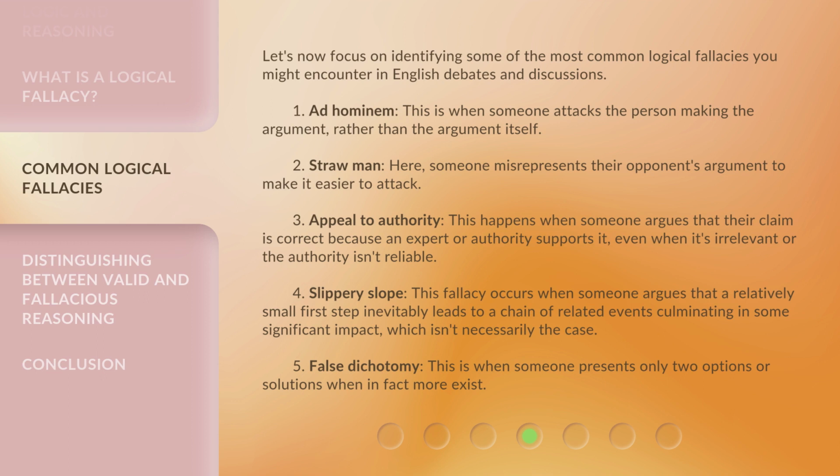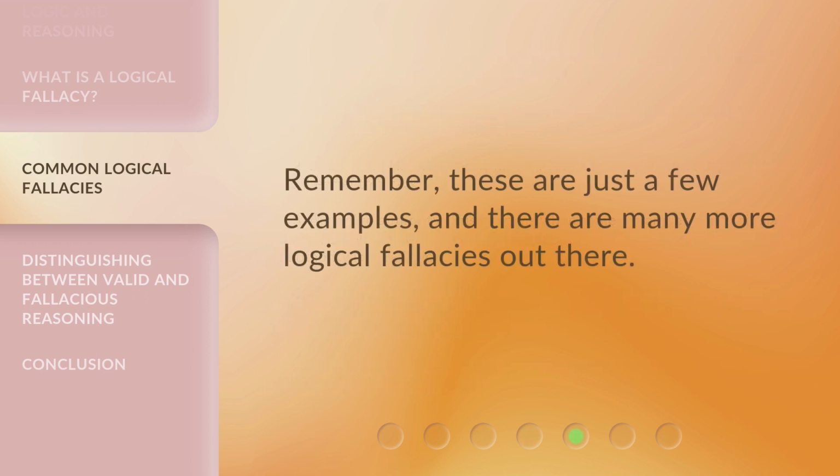5. False dichotomy. This is when someone presents only two options or solutions when in fact more exist. Remember, these are just a few examples, and there are many more logical fallacies out there.